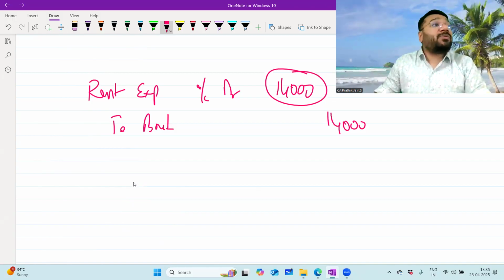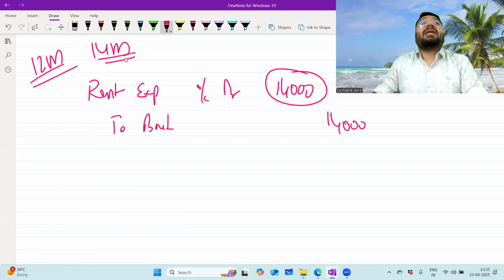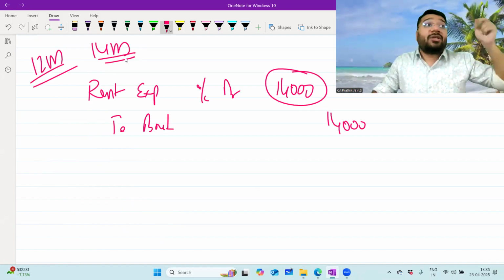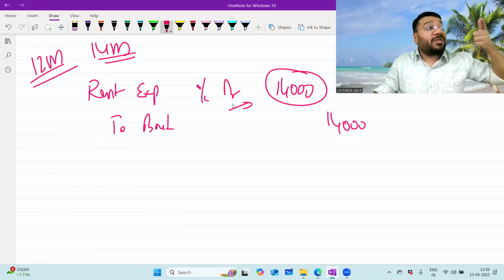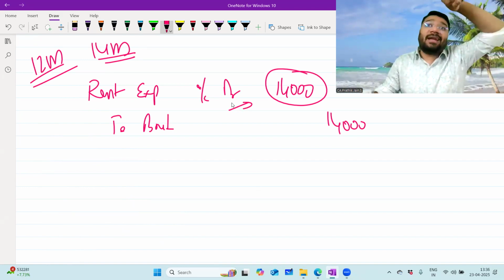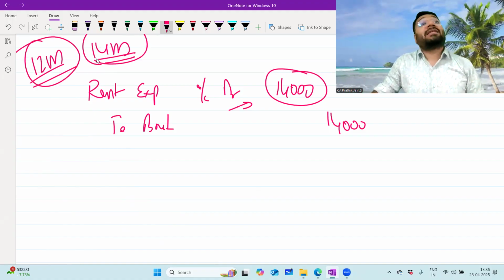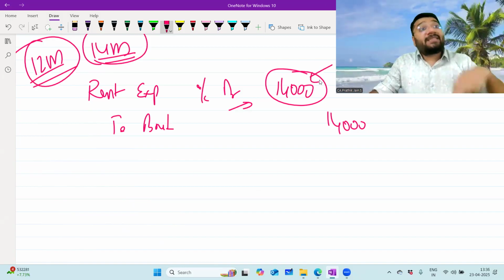So matching principle says what? Record the expenses to the extent benefit received. In the current year, you enjoyed the premises for 12 months, but you have recorded for 14 months. Let's say the rental expenses per month 1,000. So 1,000 for 12 months is how much? 12,000. So 12,000 I should record, but we recorded 14,000. Means extra 2-month rent I have recorded here. 12-month benefit received. How can you record 14-month expenses? Matching principle does not permit.